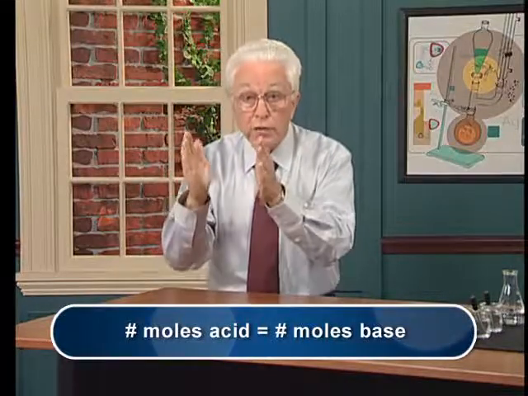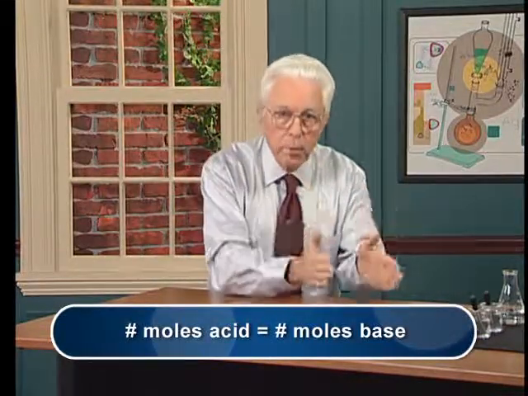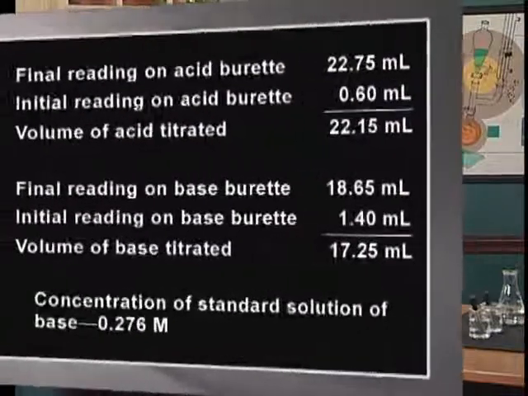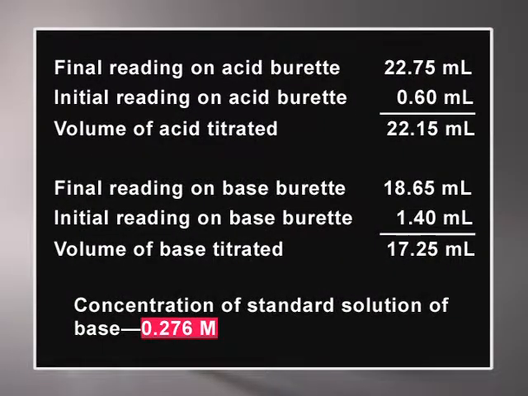Okay, let's do the actual calculation. If you feel confident, try this yourself before viewing the solution. The key to this entire calculation is to realize that at the equivalence point of the titration, the number of moles of acid had to equal the number of moles of base. We can calculate the number of moles of base that we added from the volume of the base that we added and its concentration. The molarity of the standard base was 0.276 molar, and we added 17.25 milliliters of this base, which is 0.01725 liters.